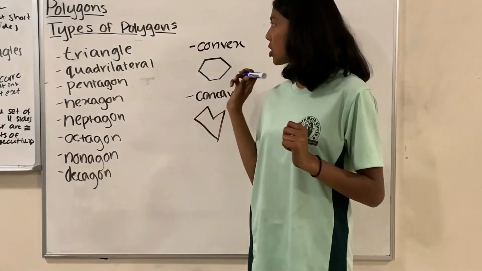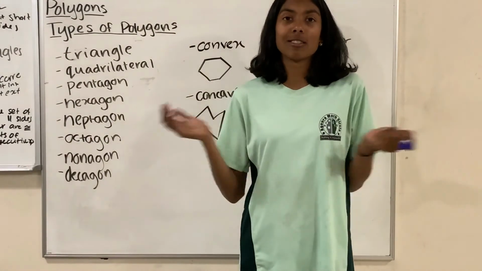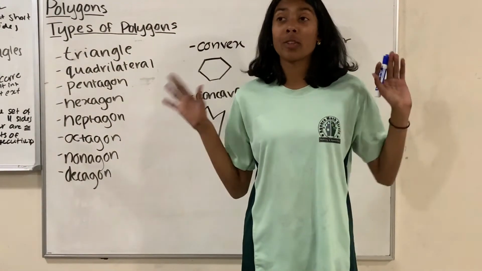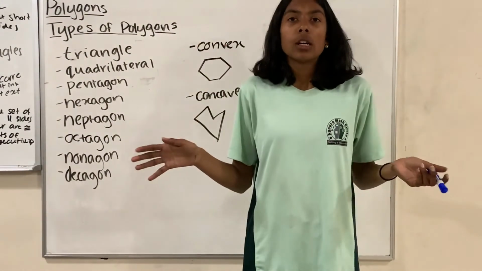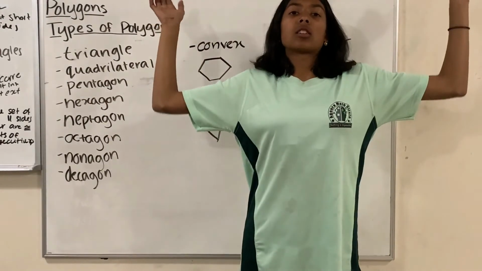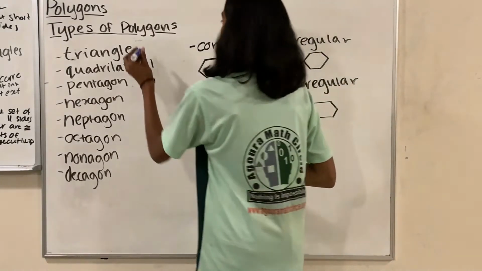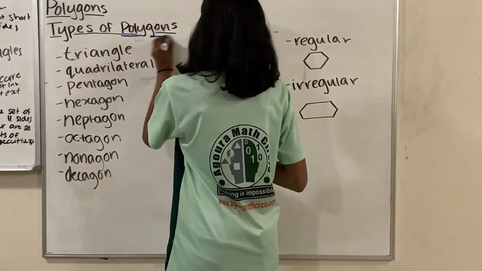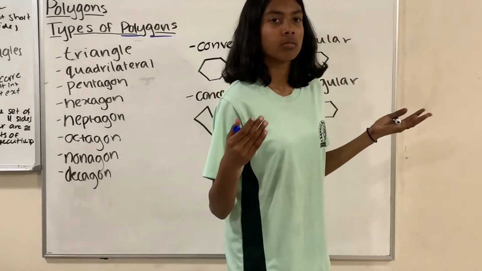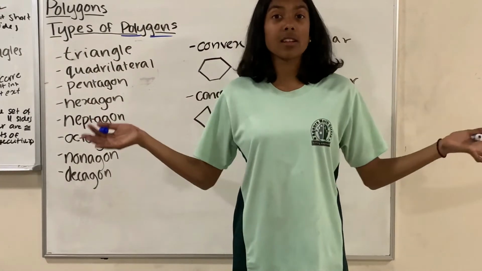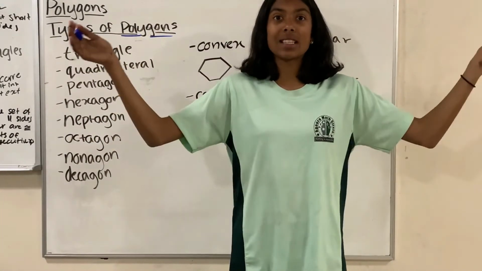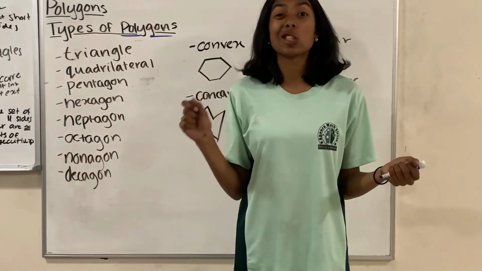Now let's move on to types of polygons. There are infinitely many polygons. And you also might be wondering, what is a polygon? Well, let's take a look at the word. We have poly and gon. Gon is just gon, and poly means many. Many gon, meaning many-sided. And polygons have at least 3 sides.